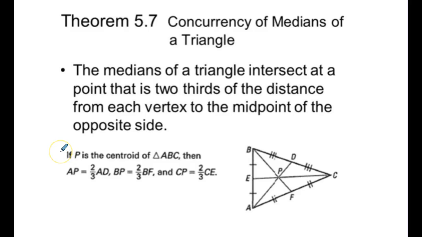So if we look over here, if P is the centroid of triangle ABC, then AP is 2/3 of AD. So from this vertex to the centroid, this distance is 2/3 of the whole length of that median AD. BP is 2/3 of BF. So from the vertex to the centroid, this is 2/3 of the whole length of BF. And same for the third, CP is 2/3 the length of CE. So this is the concurrency of the medians of a triangle.